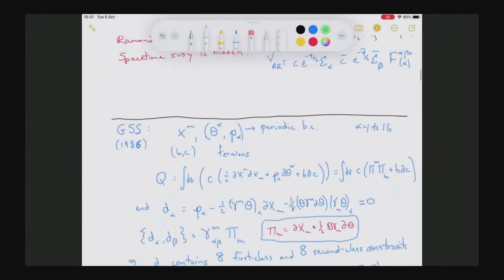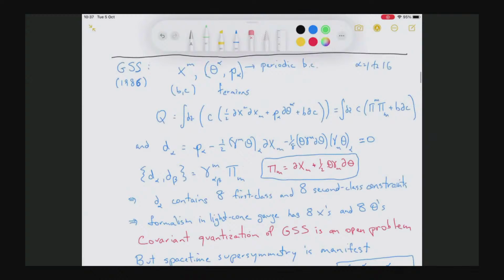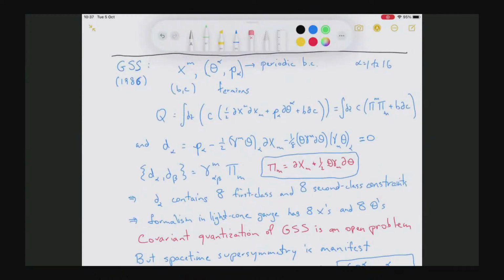Okay, in the 80s the Green-Schwarz formalism was developed, which I'll call Green-Schwarz-Siegel, because Siegel played an important role in describing this kappa symmetry. And the way I'm going to describe it, I'm going to use a first order form for the theta. So we have the conjugate momentum to theta, which I'll call P alpha. So theta and P are now space-time spinors and world sheet fermions.